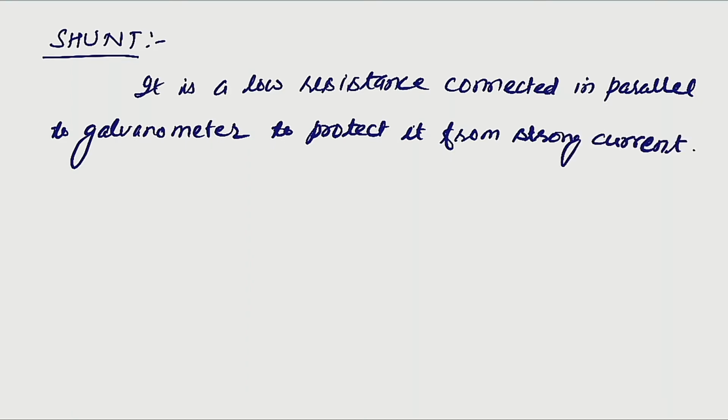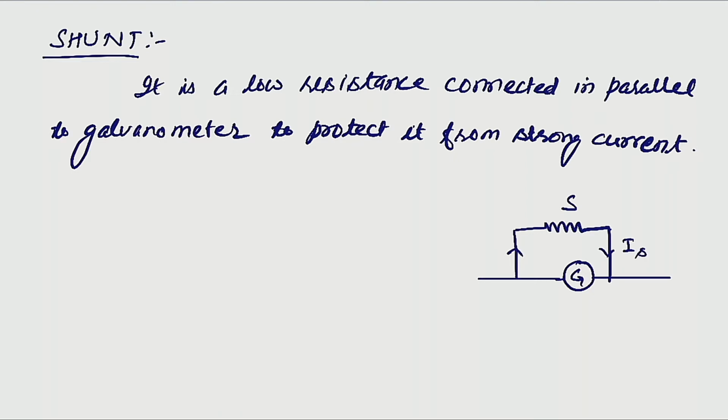For that, let us consider we have a galvanometer. Here is the galvanometer, and in parallel to this galvanometer, we connect a low resistance, somewhat like this. Say this is a low resistance S. Now, if we connect this in parallel to this galvanometer, this is known as a shunt. It protects the galvanometer from strong currents.